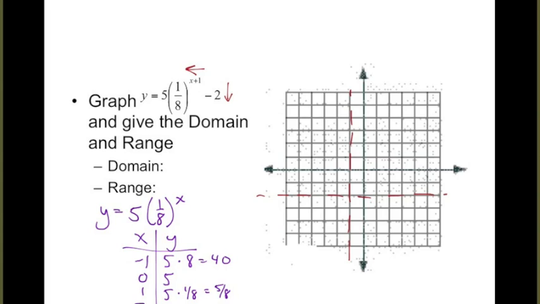So I'm not going to plot the 40. I will plot the 0, 5. And we plot it from our shifted axes since we're using our altered equation here. So 1, 2, 3, 4, 5 there. 5/8 is just a little bit more than a half. And then 5/64, I don't even think I can plot that because it's so close to 0. So we see a really sharp turn happen in this graph.